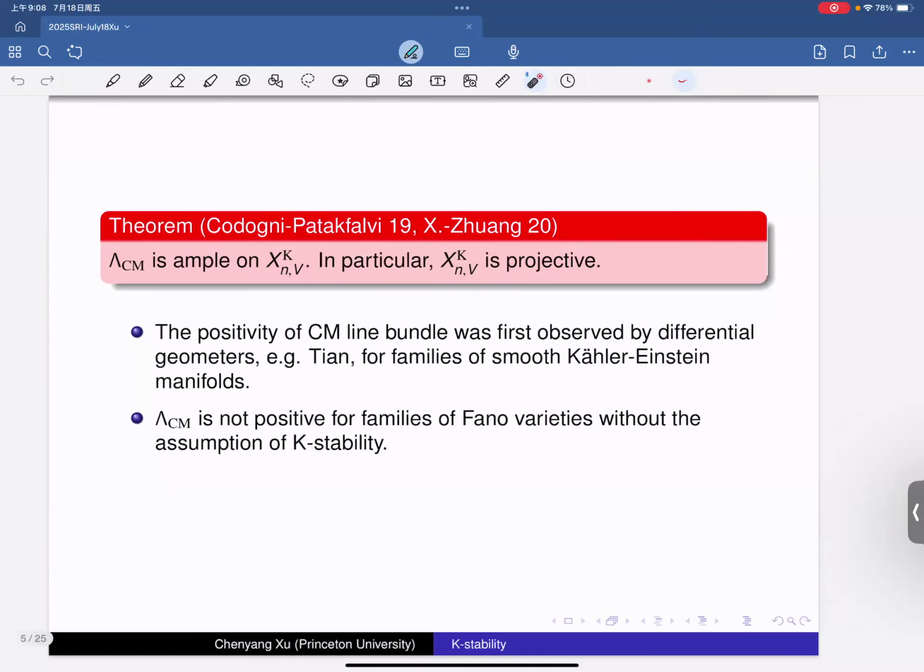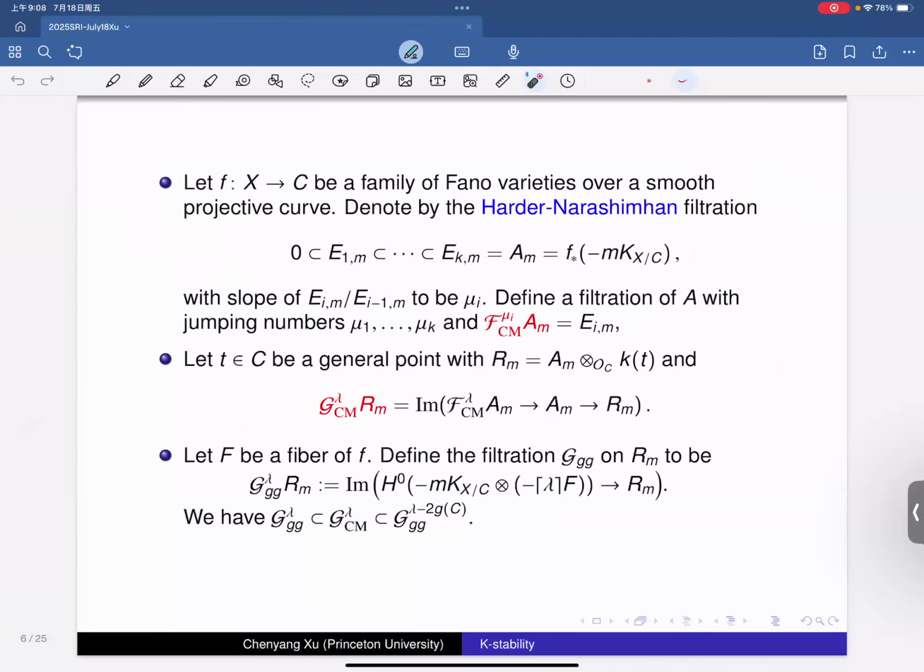Again, the art of studying K-stability is, once you assume your object to be K-stable, you have to find some specific divisor or specific filtration to prove the properties you want to prove. So here the filtration we want to use is coming from the Harder-Narasimhan filtration.